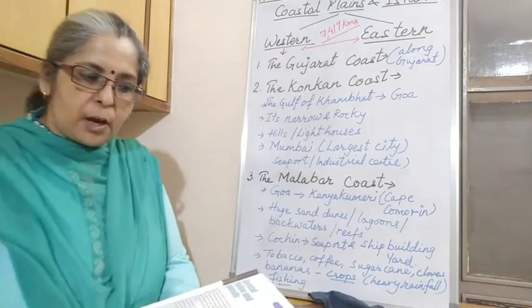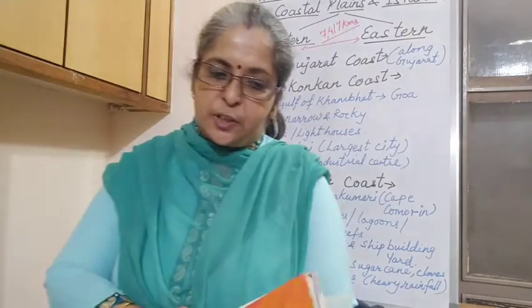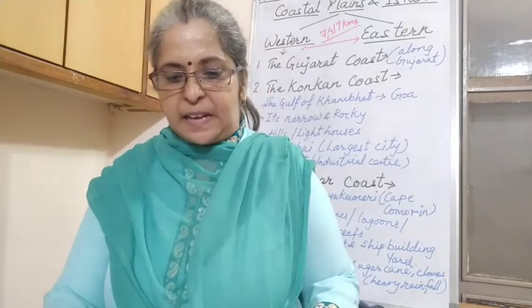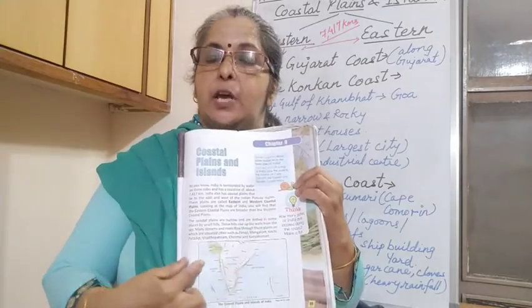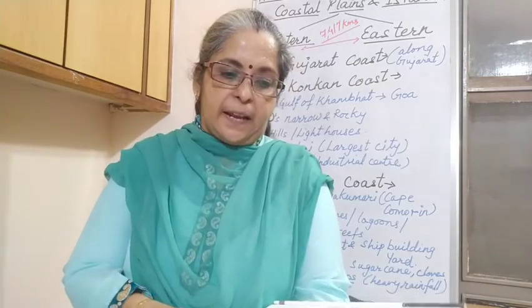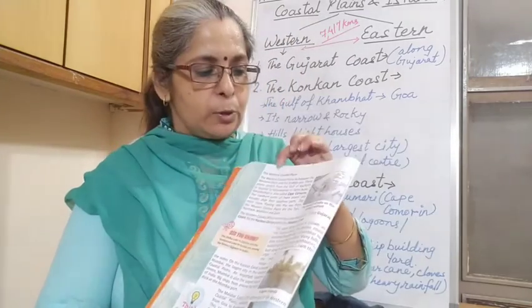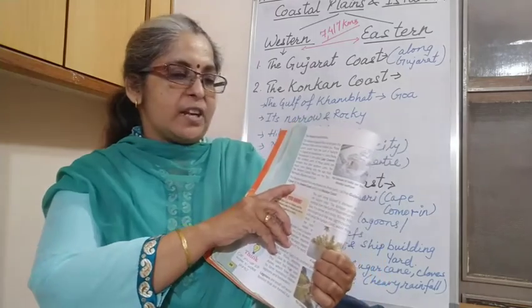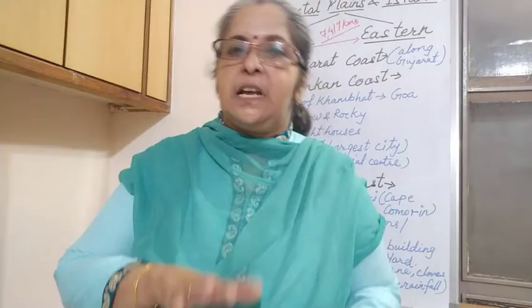Okay, children, after understanding and listening to this video, please open your books and go through lesson number 9, that is, the coastal plains of India. See this, here also the map is given. You can study the map from here. It is very nicely divided. See, the western coastal plains, and then we have three coasts: the Gujarat coast, Konkan coast and Malabar coast. In the book you can also see very nice pictures. Please go through the chapter and understand it.